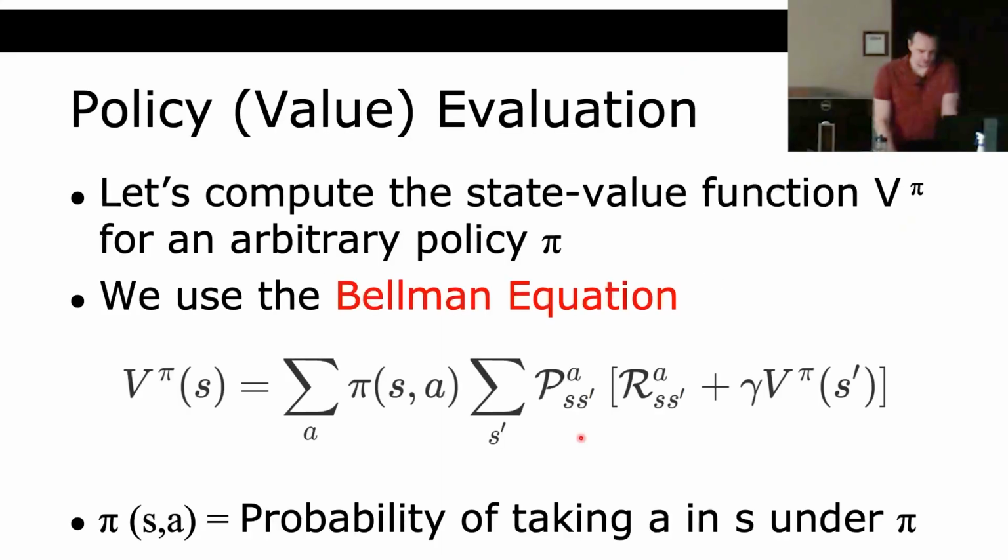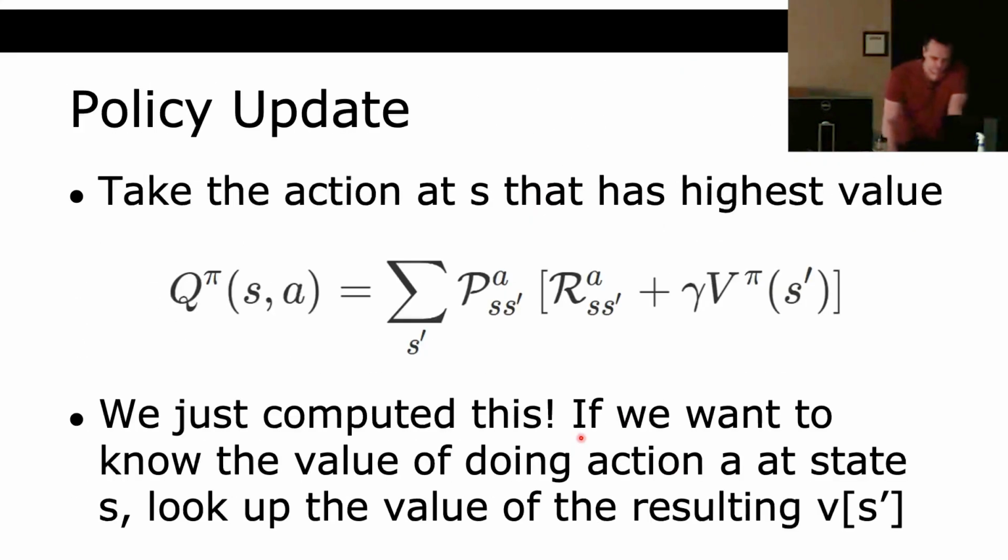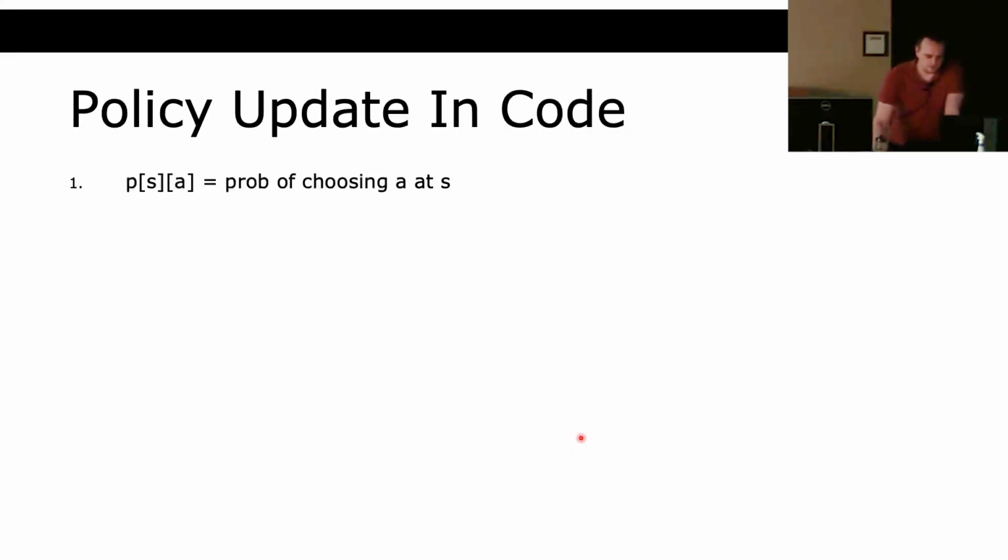All right, let's get back to this formula. So here's the policy update. I know this is a little bit small, apologies for that. I wanted to fit it all on a slide. So P of SA, that is the probability of choosing A at S.